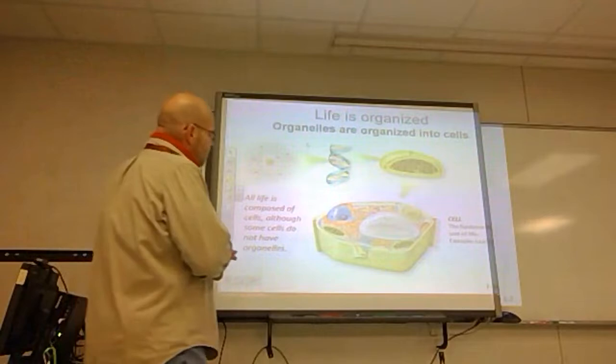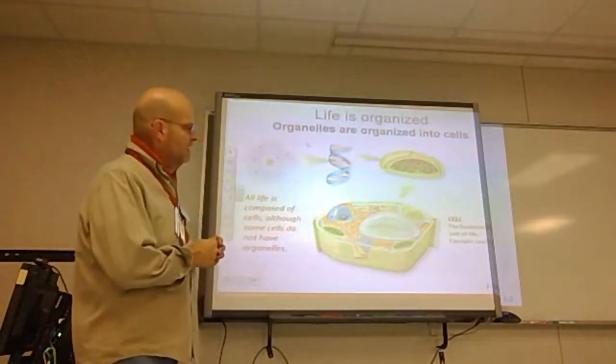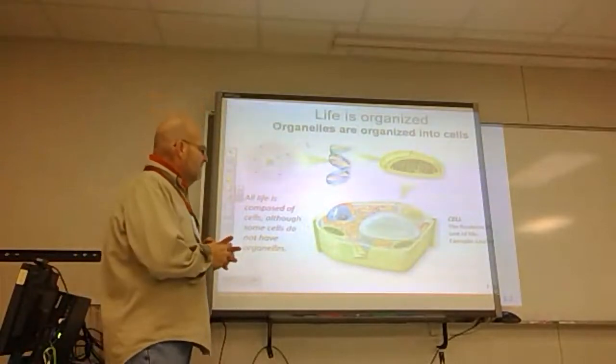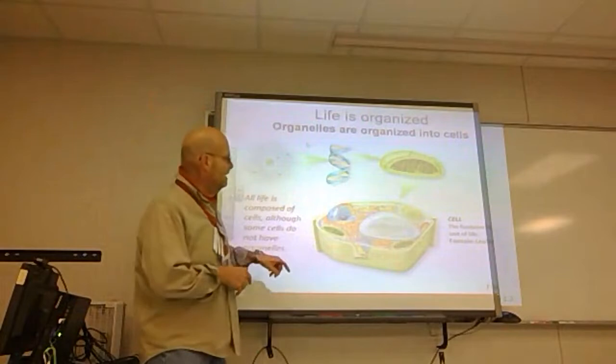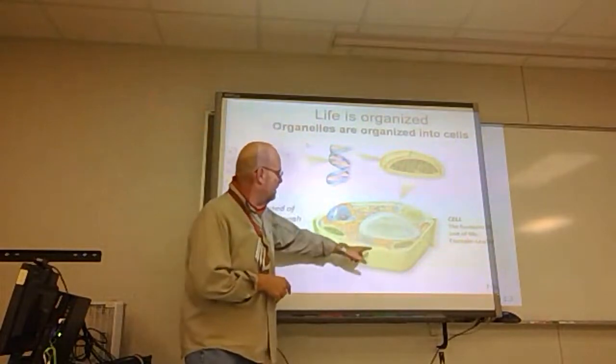You take a bunch of organelles and put them together and you make a cell. Again, the cell, the fundamental unit of life. Again, this happens to be a leaf cell from a plant. You can see lots of different organelles. This structure right here is the nucleus. There's a chloroplast there. There's another chloroplast there.